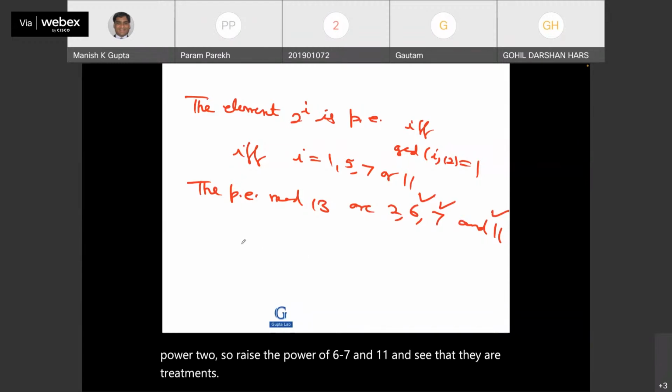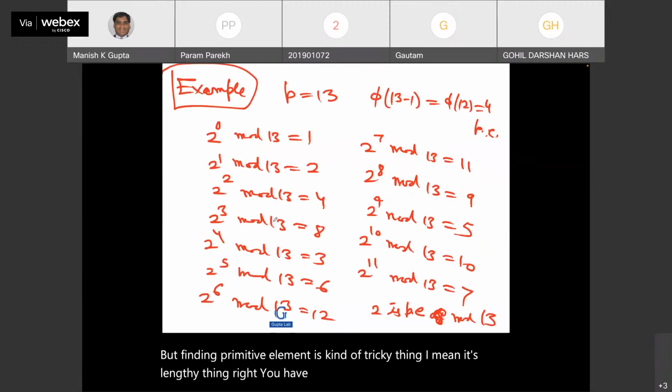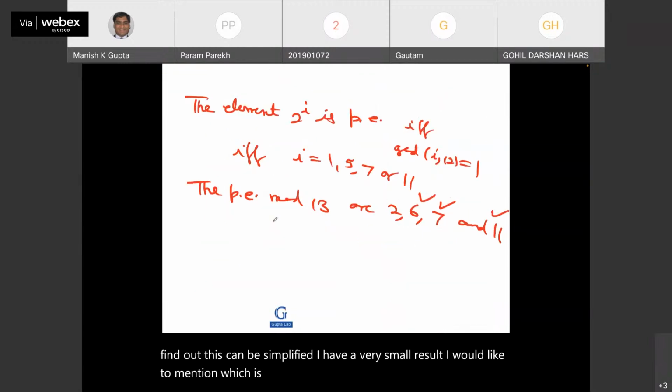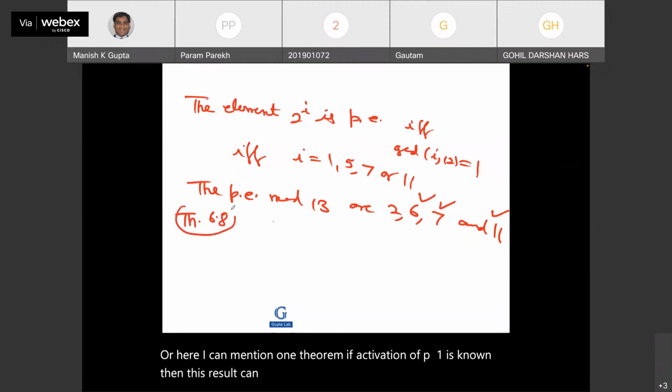But actually finding a primitive element is kind of a tricky thing. It's a lengthy thing, because you have to raise to powers like here and then find out. This can be simplified. I have a very small result I would like to mention, a theorem. If the factorization of p minus 1 is known, then this result can be used.